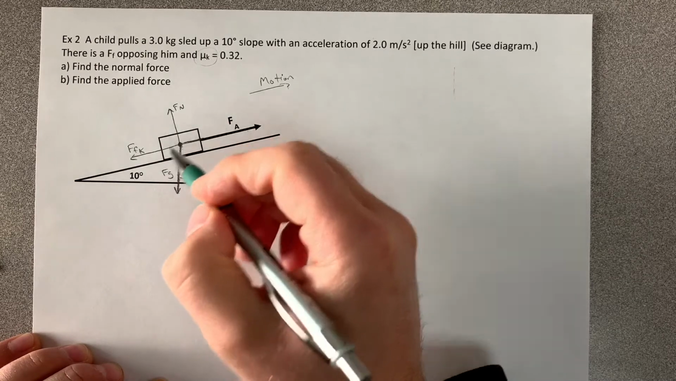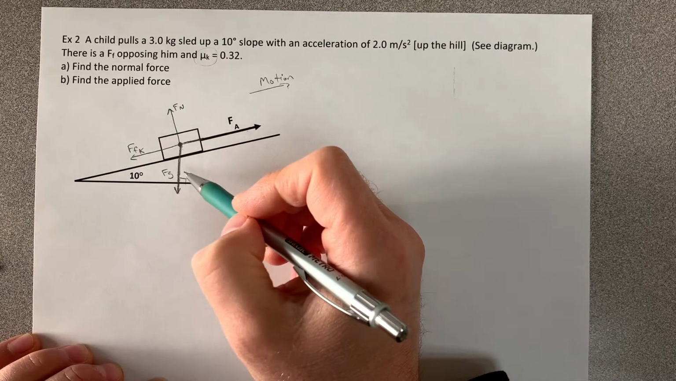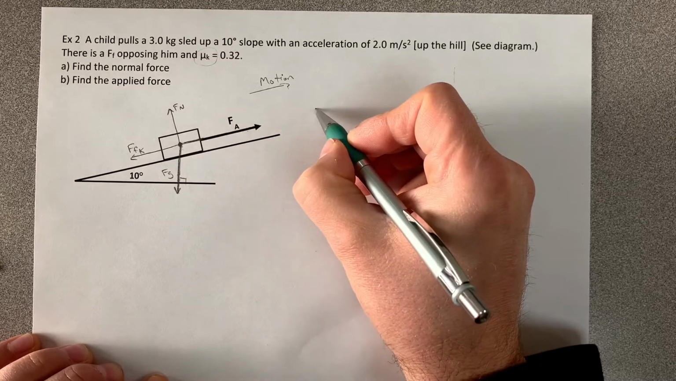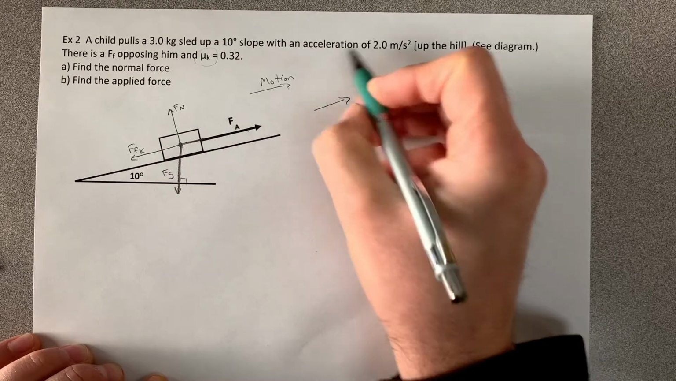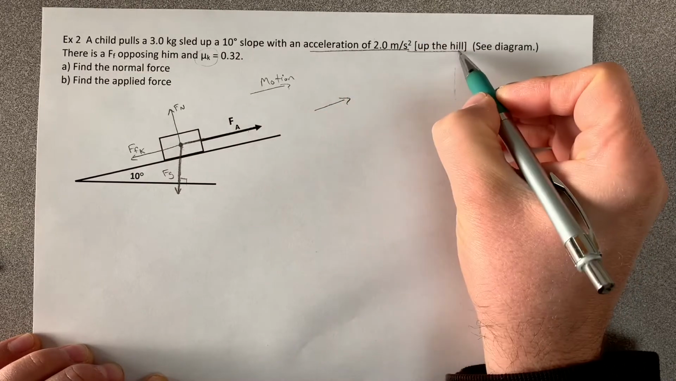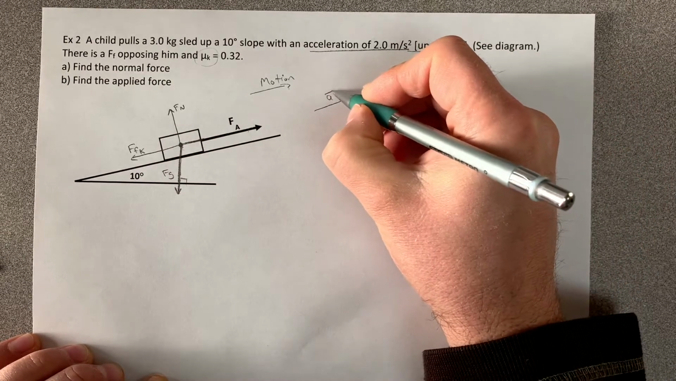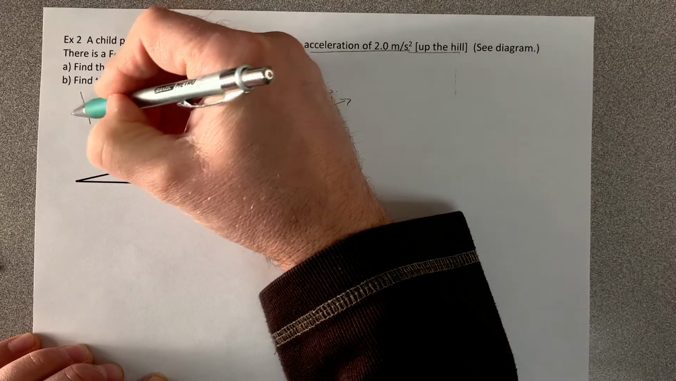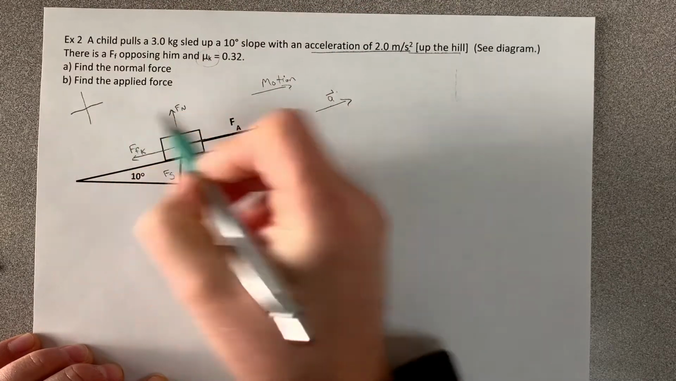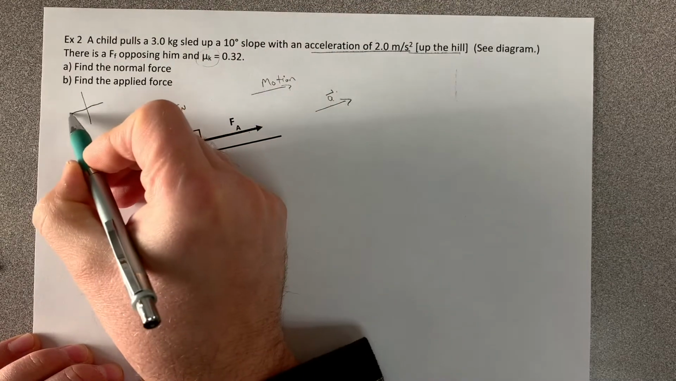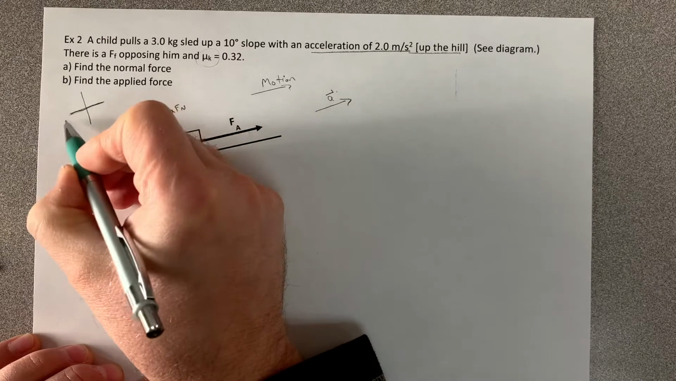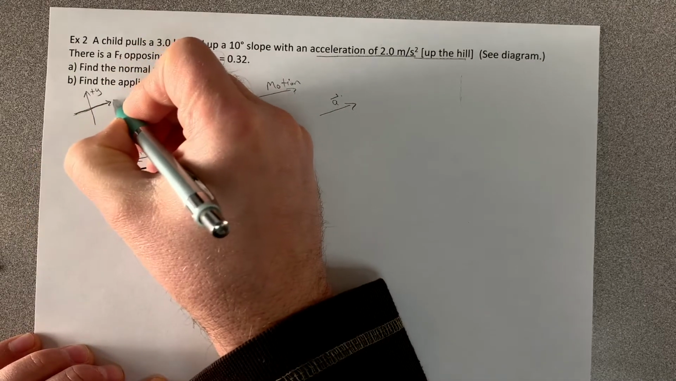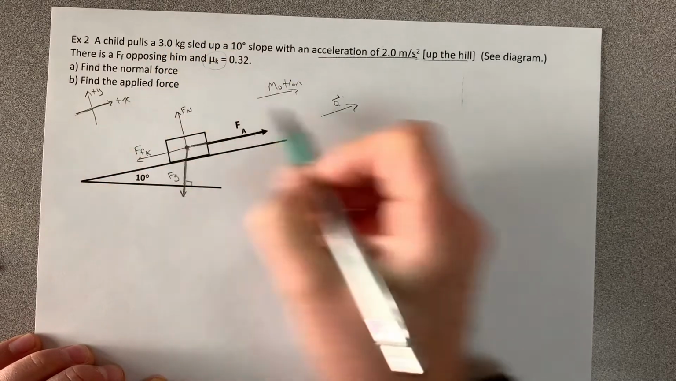Before I do that, I want to decide on what my coordinate system is going to look like. Where's my x and y direction? To help me decide that, I'm going to find out what direction the acceleration is. We're told this acceleration is up the hill. So when I choose my coordinate system, I'm going to draw it over here. I want to pick a coordinate system so that acceleration lies on one axis. It doesn't have to be x, it could have been y, but I'm going to choose the x-axis.